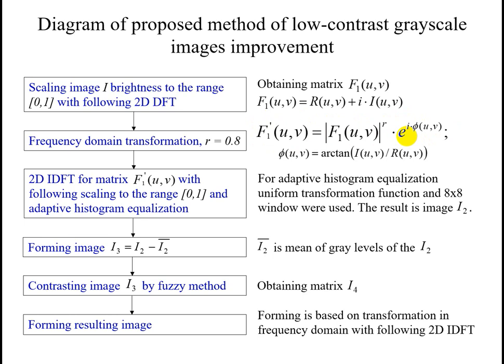After this transformation, we change our feature space again by using the inverse digital Fourier transform for matrix F1 stroke, with following scaling to the range 0, 1 and making adaptive histogram equalization. It gives us the image I2. After that, we form image I3 by this formula. And for this image, we enhance the contrast by a fuzzy method, and we obtain matrix I4 as the result. After that, we form the resulting image.